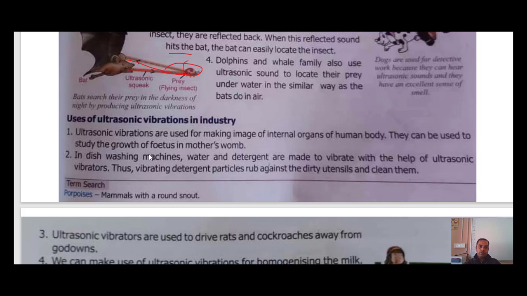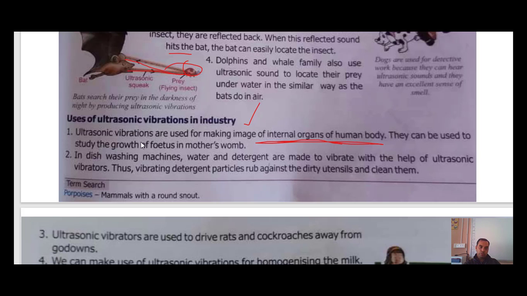Uses of ultrasonic vibration in industry. Ultrasonic vibration is used for making images of internal organs of the human body. This is important. Here you might have heard of ultrasonography and all that. But ultrasonic vibration is used to find out the internal organs, to draw the image of internal organs.